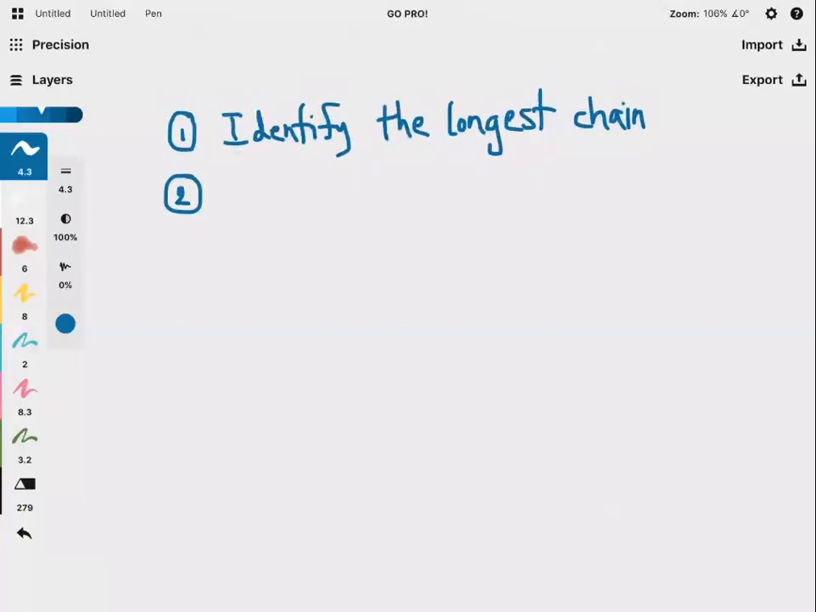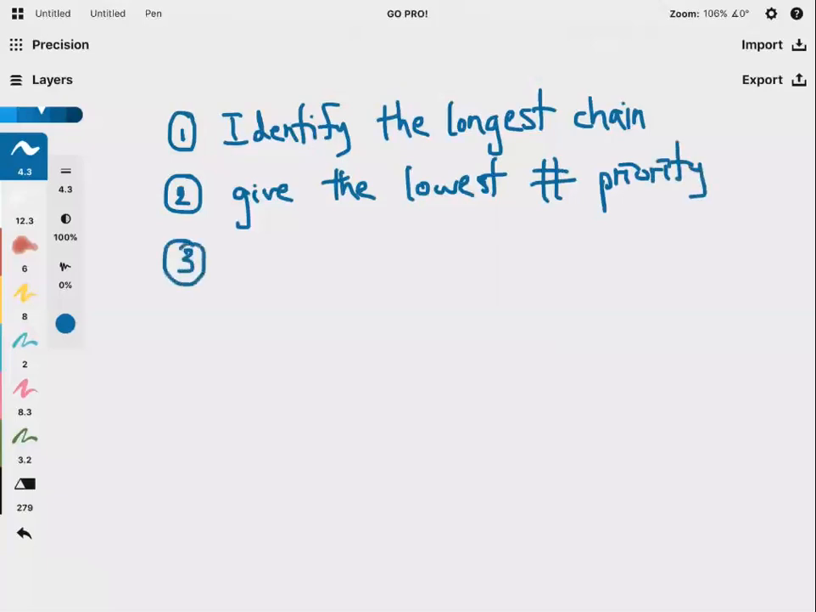The second thing we want to do is give the lowest numbering possible. Let's say lowest numbering priority. And the third thing is we want to write out the name in alphabetical order.